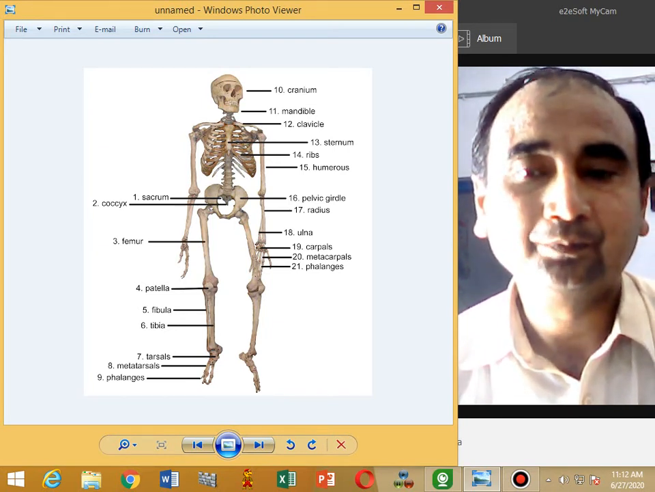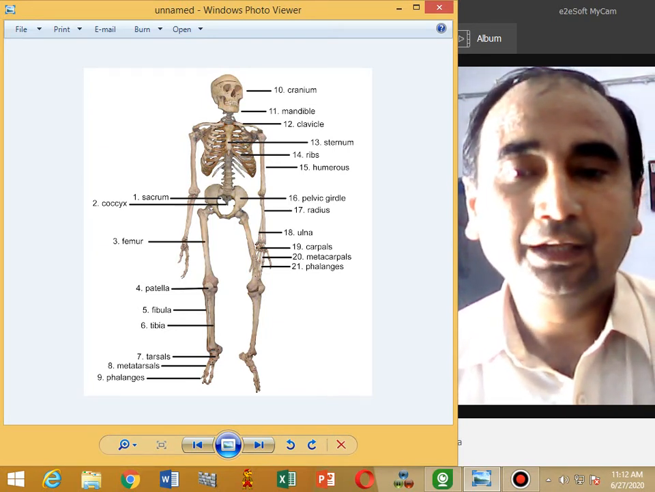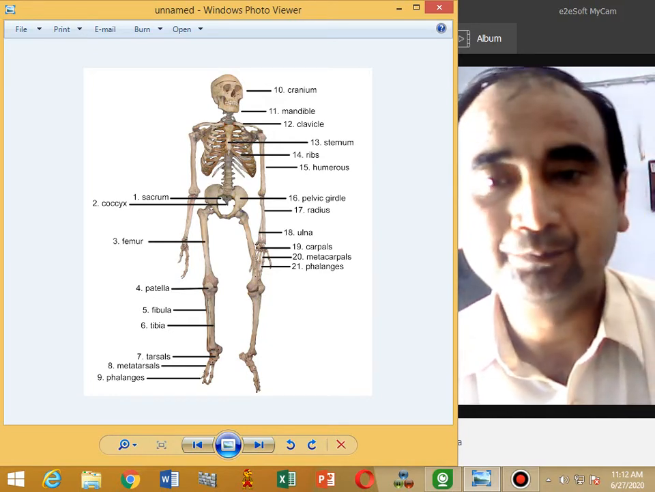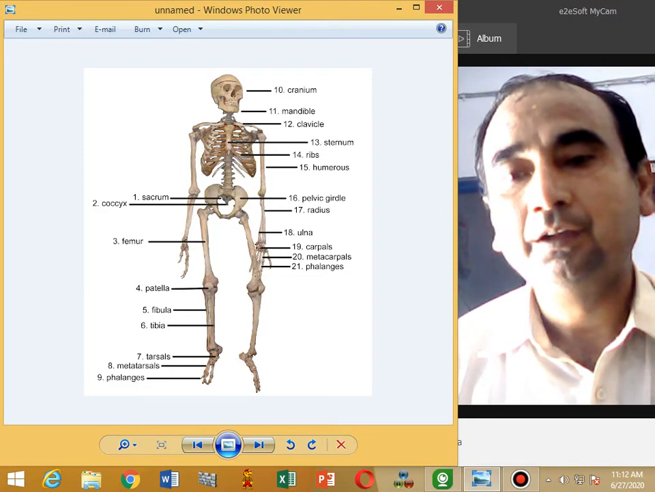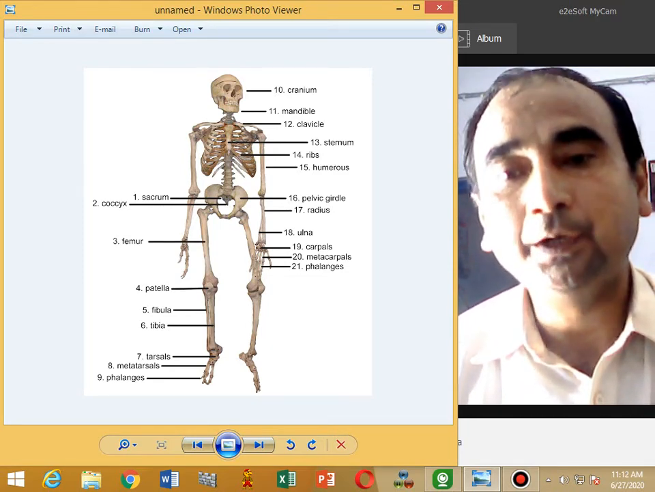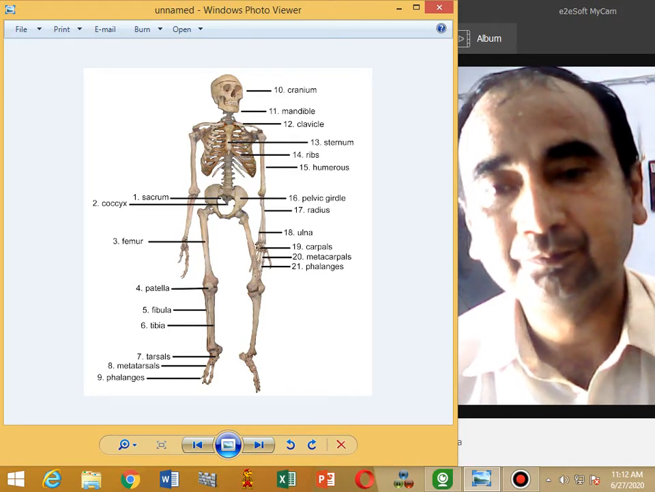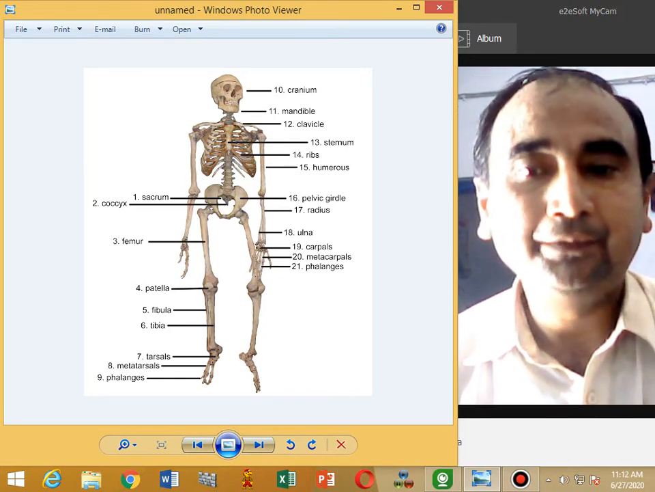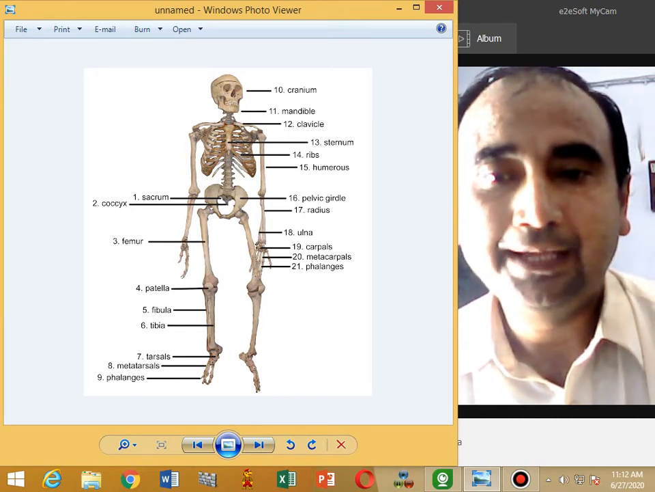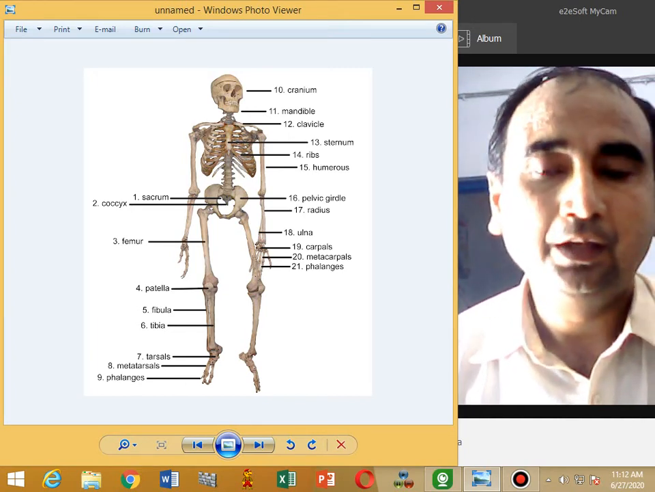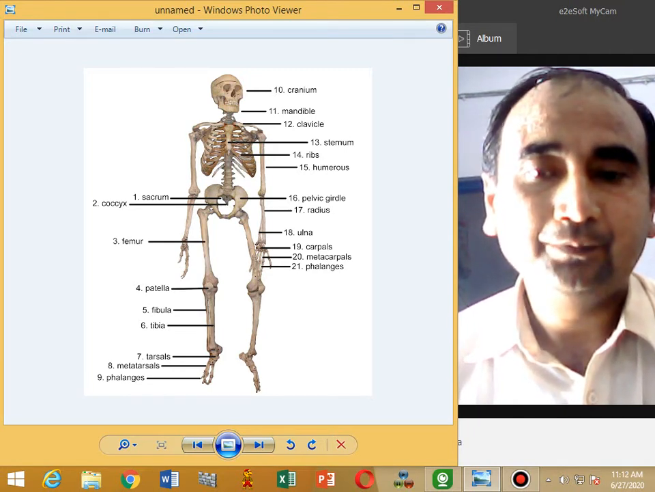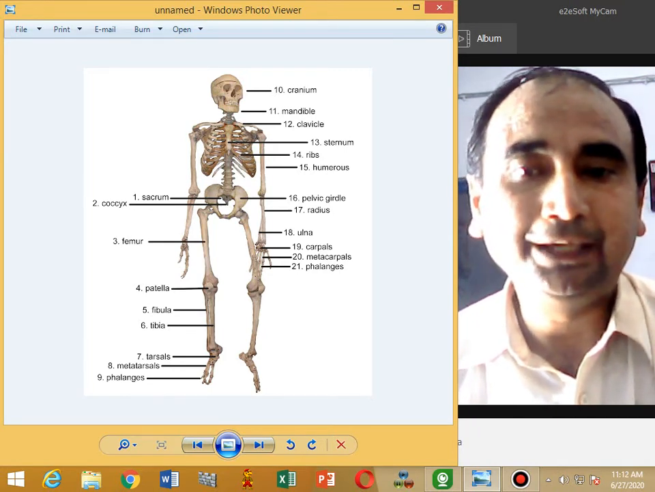Now we study the pelvic girdle and its appendages. The pelvic girdle articulates with the vertebral column. The pelvic girdle consists of 3 bones called ilium, ischium and pubis. The femur articulates with the pelvic girdle.